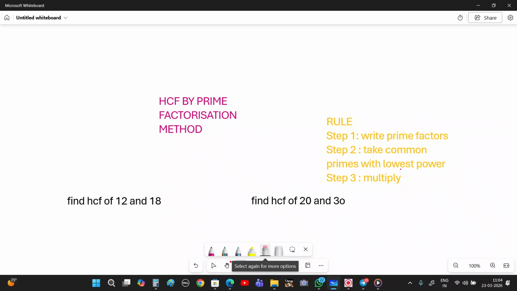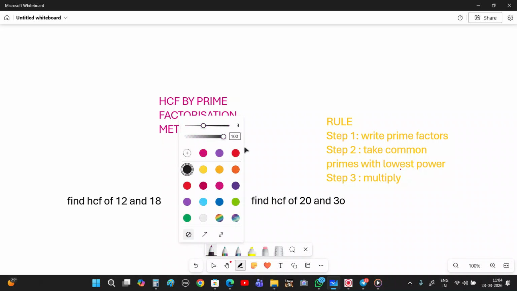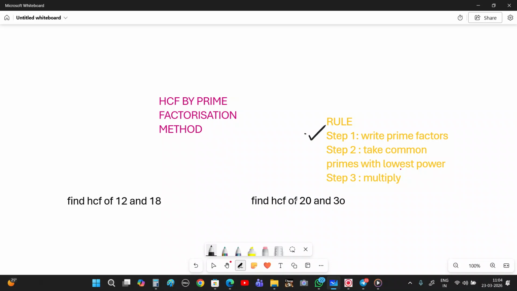Hi all. Today we are going to discuss finding the HCF of two numbers by the prime factorization method. I wrote the rules for doing this here. The first step is to write the prime factors of the two numbers given to you. The second step is to take common primes with the lowest power, and the third step is to multiply those numbers.